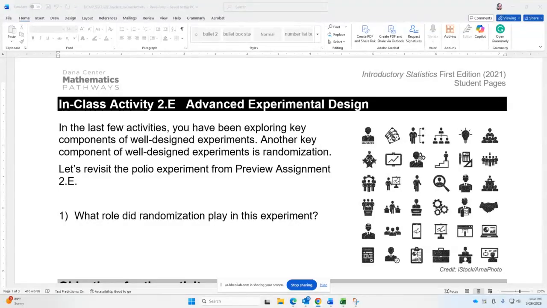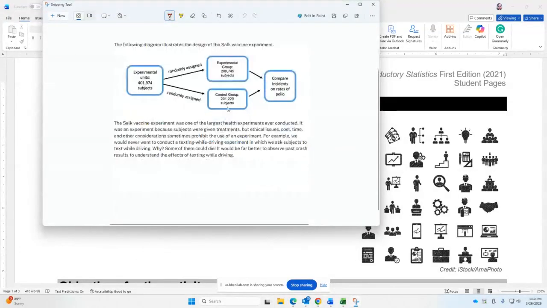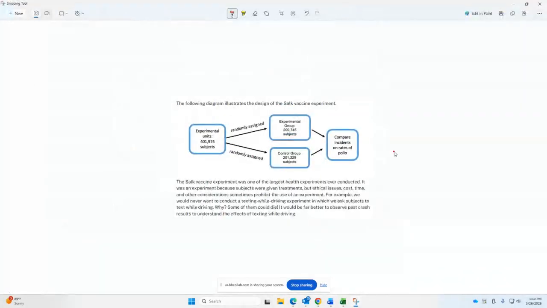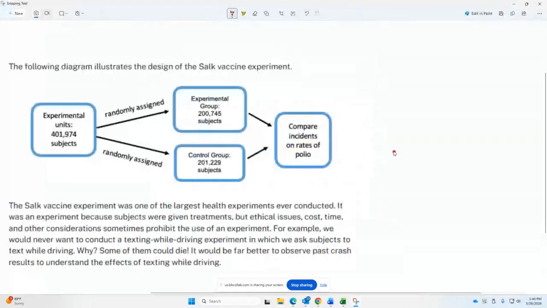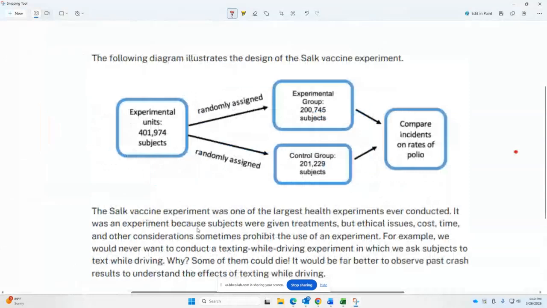But the preview assignment kind of had this here. And I wish I could expand this more, but it actually does not control. Oh, there we go. Okay. So in the previous assignment for 2E, you have the experimental units.